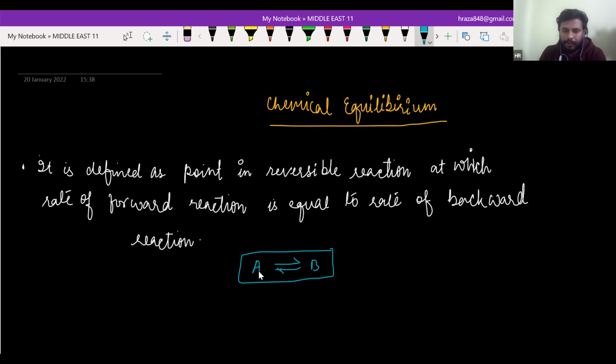Is that clear, Ifra and Krishna? Yes, sir. Now see that A is converting into B and B can convert into A. And what is chemical equilibrium? When the rate of forward reaction, that means the rate of formation of product from A to B, is equal to the rate of formation of A from B. That means when A is converting into B as well as B is converting into A at the same rate, that point is called equilibrium. Is that clear? Yes, sir.